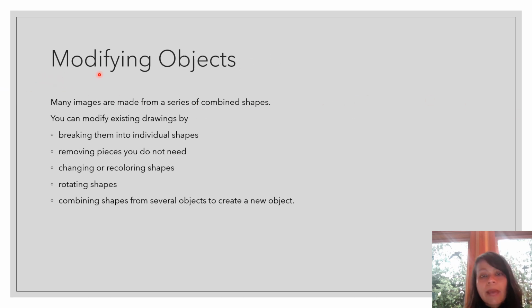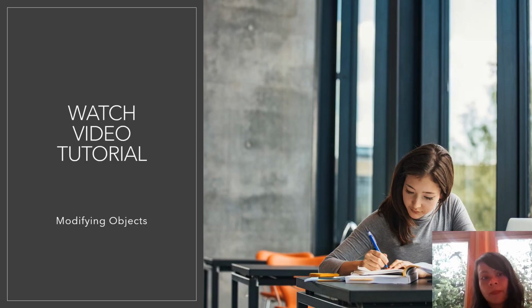So let's look at modifying objects first. Many of the images are made from a series of combined shapes. You can modify existing drawings by breaking them into individual shapes. You can remove pieces that you don't need. You can change or recolor shapes. You can rotate shapes. You can also combine shapes from several objects to create a new object. So please watch the video tutorial on modifying objects.